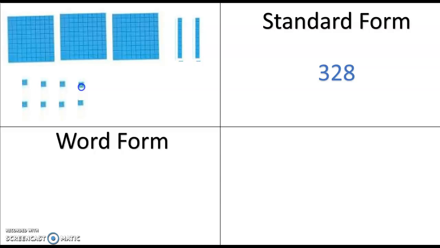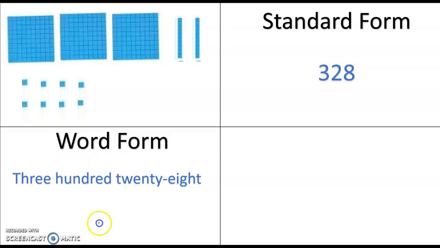We also have word form, and word form is where you write out the numbers in words. So I would write out 300. I would write out 20, and I would write out 8. So we're using words to write the number. That's why it's called word form. 300, and then 20, and then 8.